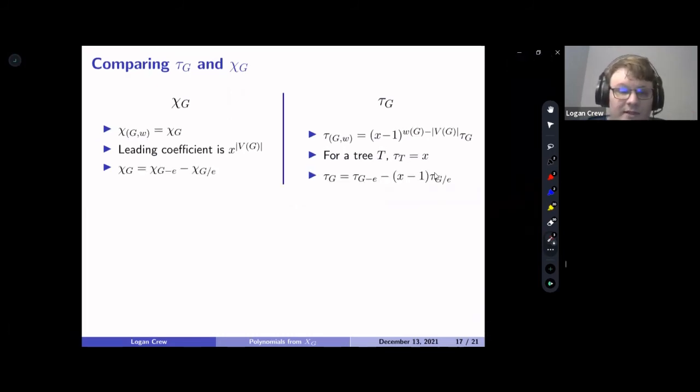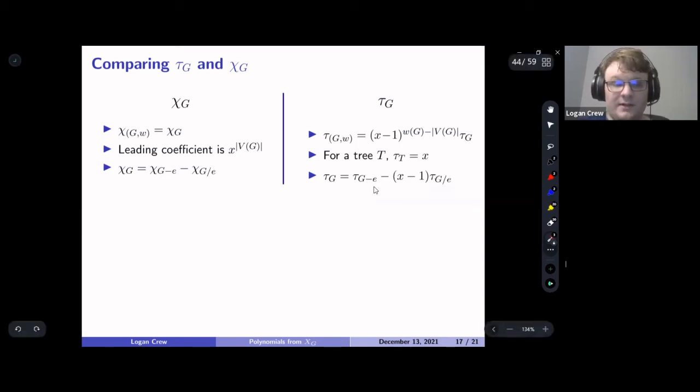They do both have a deletion contraction relation, and chi has this simple one. The tau one is only true for unweighted graphs, even though in principle, of course, it does have meaning on weighted graphs. But you get a tau g delete e minus, this is an x minus 1 times tau g contract e, which makes some sense. Remember, we need this extra x here to account for the fact that tau doesn't remember how many vertices we have.